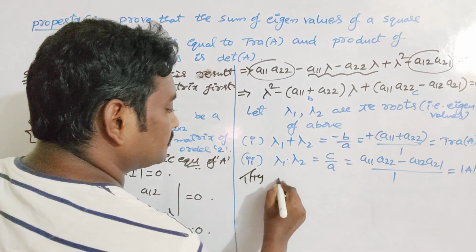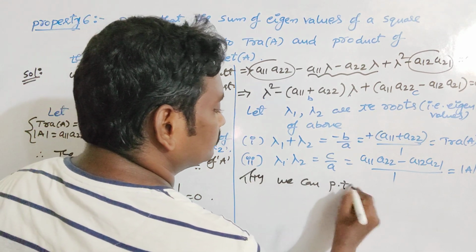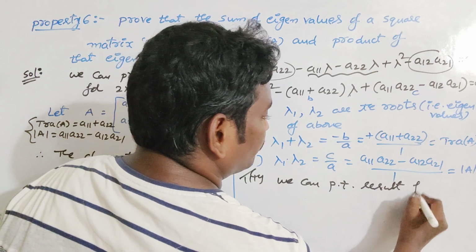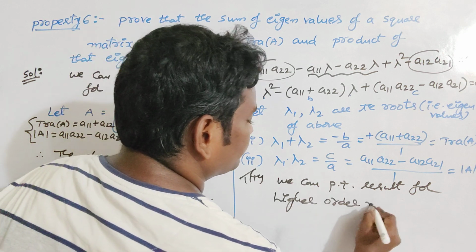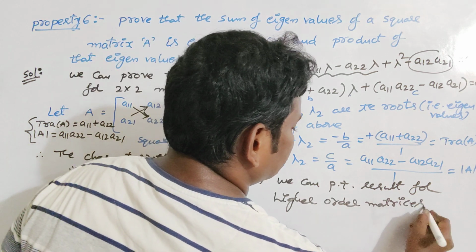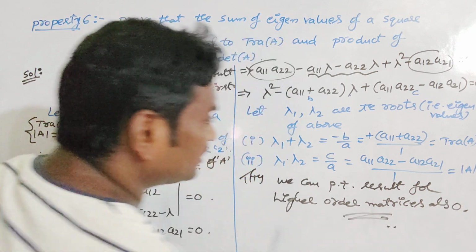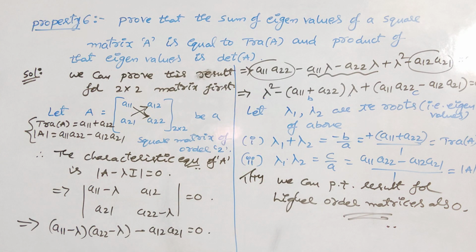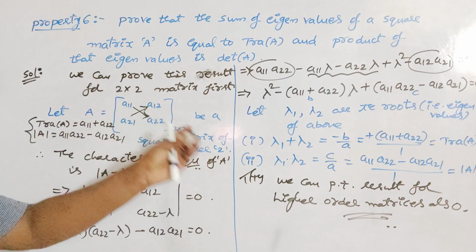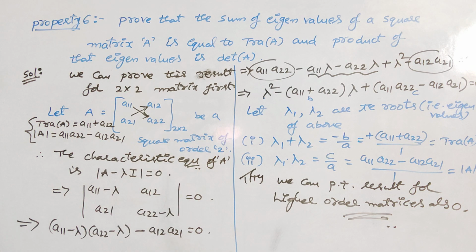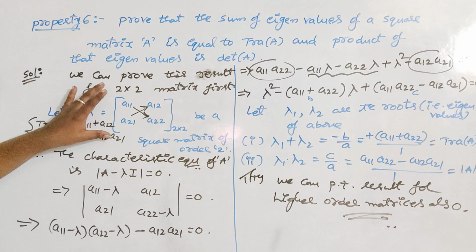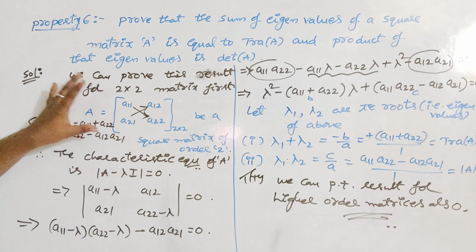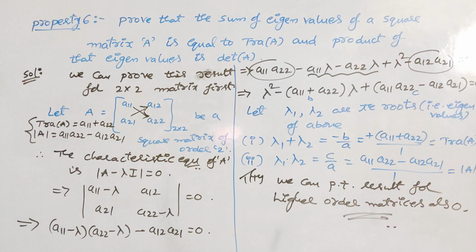Similarly, we can prove the result for higher order matrices also. According to the principle of mathematical induction, we can easily prove the same result for higher order matrices. In this way, we can prove this result. It is enough to take a 2 by 2 matrix. It is not necessary to prove the result for a 3 by 3 matrix; that one is very difficult for students. At least you have to learn this one. Thank you very much.